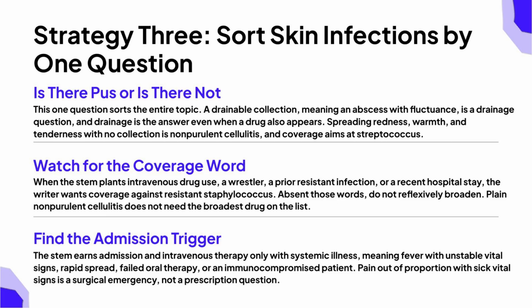Third, find the admission trigger. Admission needs systemic illness, rapid spread, failed oral therapy, or an immunocompromised host. And pain out of proportion with sick vital signs is a surgical emergency, not a prescription question.